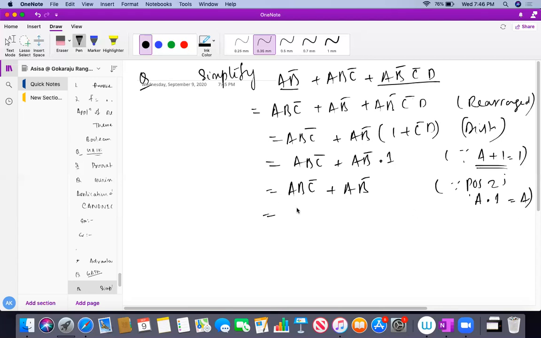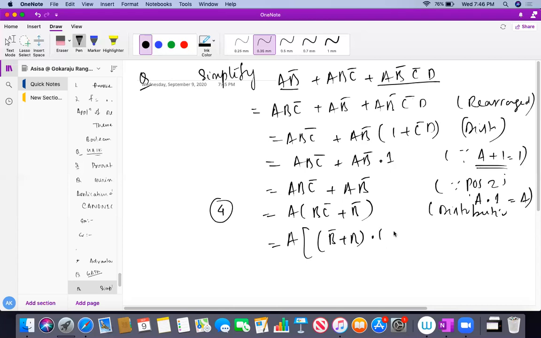Next, you can see I can do B C bar or B bar. Is this a simplified version? No. Here I have applied the distributive law. You can see there are 4 literals, but we can still reduce it to the next one. I have applied the distributive law again over here: B bar or B, and B bar or C bar.